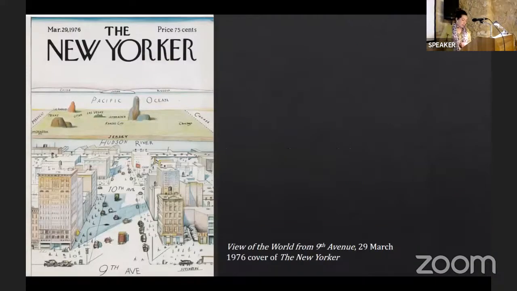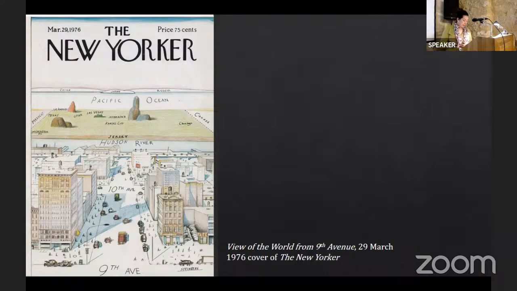And I start with this one, which is definitely not medieval, but it's a very well-known one that probably you have seen at some point. It is called The View of the World from 9th Avenue, and it was a New Yorker cover designed by Saul Steinberg and published on 29th of March, 1976. It is very often used to illustrate the idea of a view of the world representation that is simultaneously an expression of a worldview as well. So if I get the pointer right, you can see Manhattan, and then the rest of the world is pretty simplified from the point of view of Manhattanites.